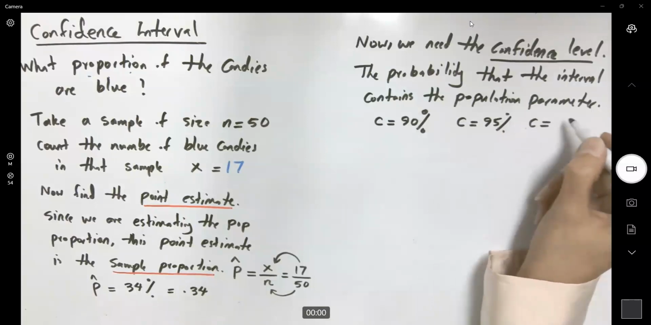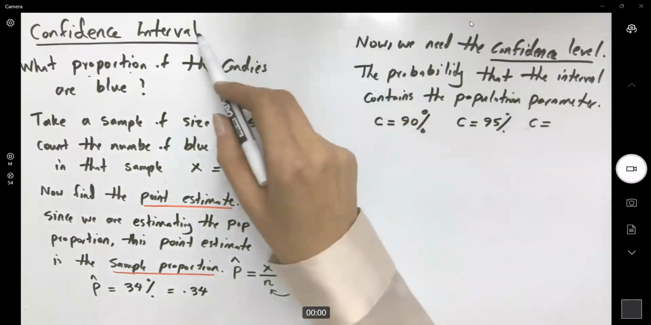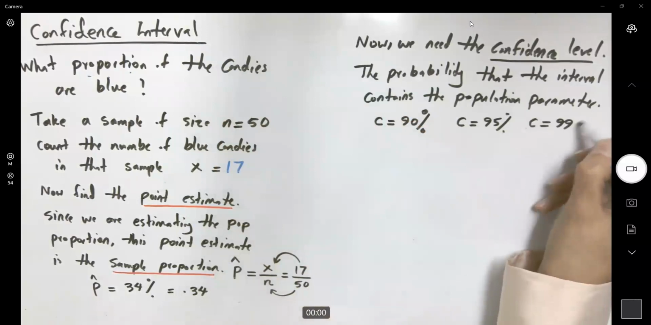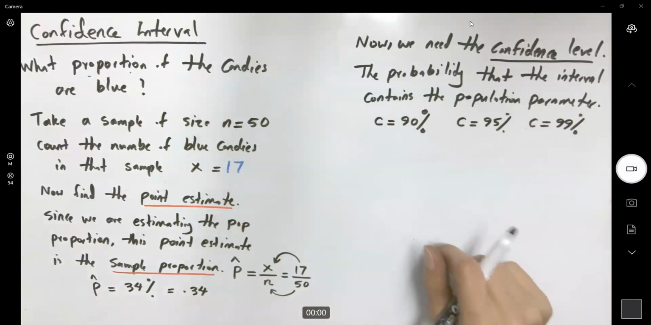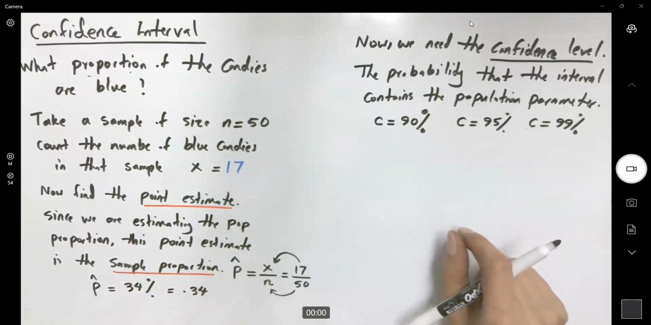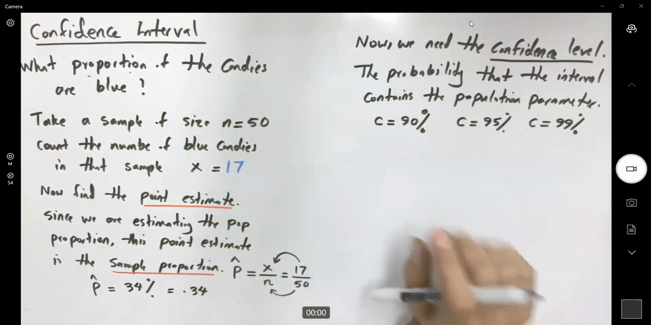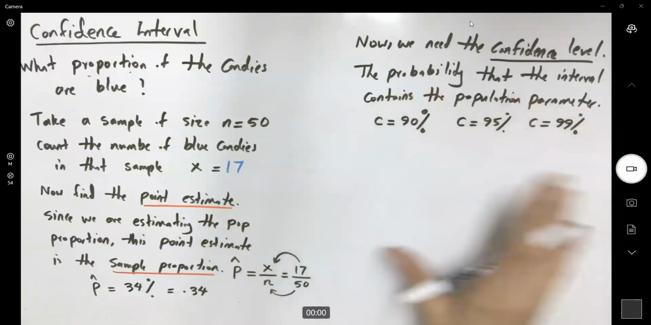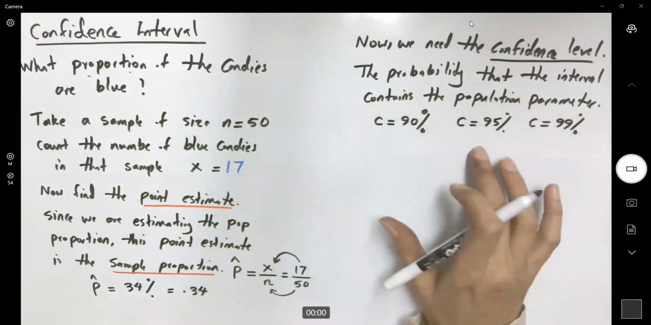The probability that the confidence interval, your interval that you're trying to build, contains the population parameter is 99%. These are the famous ones. But depending on the company or the project you're working with, they might give you a different level of confidence. They might say, hey, we want that level of confidence to be 80%, 85%, or any other percentage different from 90, 95, or 99.